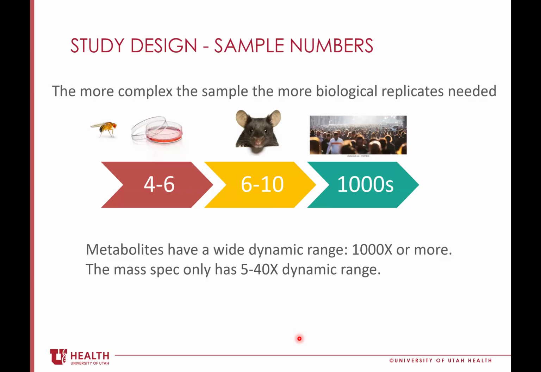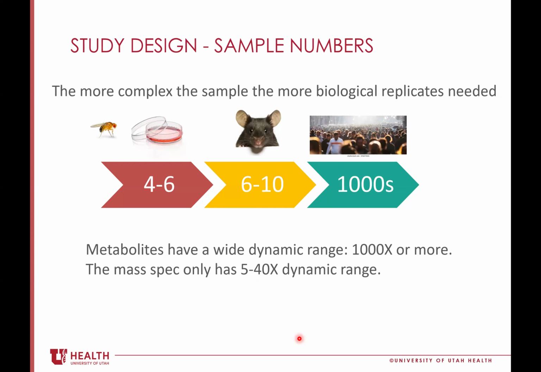The other thing I want to point out here is metabolites have a wide dynamic range. In other words, the highest concentration metabolite can be 1,000 times higher than the lowest concentration metabolite. But the problem is the mass spec only has a 5 to 40x dynamic range, and that's really dependent upon what you're analyzing and the mass spec itself. So when we do some of these experiments, we'll actually do different concentrations, especially on the GC side. We'll do a high concentration analysis so we can get at the low concentration metabolites, and then a dilute analysis so we can get at the really high concentration metabolites and get them out of a saturating range.